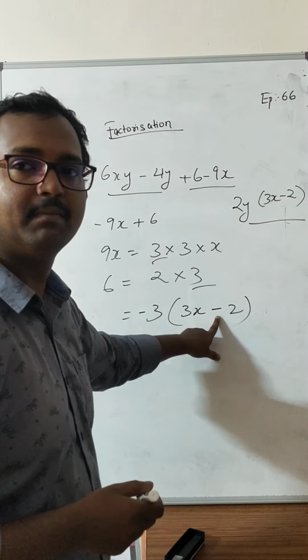Now the answer from the first two terms is 2y, 3x minus 2, and from the others minus 3, 3x minus 2. If you are very observant, you have noticed that the term 3x minus 2 is common in these two terms. This is one entire term. So we are going to apply the same common factor method again. We will take 3x minus 2 as common. When we take 3x minus 2 as common from these two terms, here we will be left with 2y and here we will be left with minus 3.